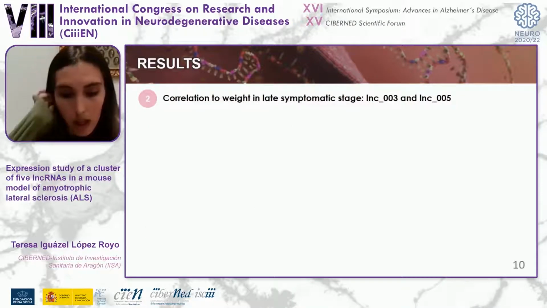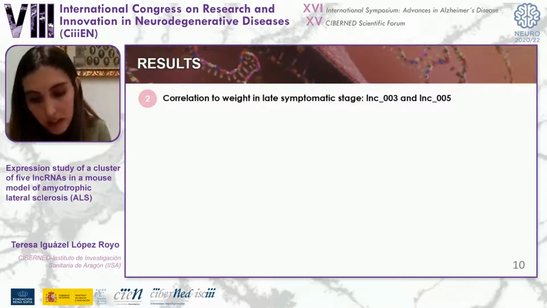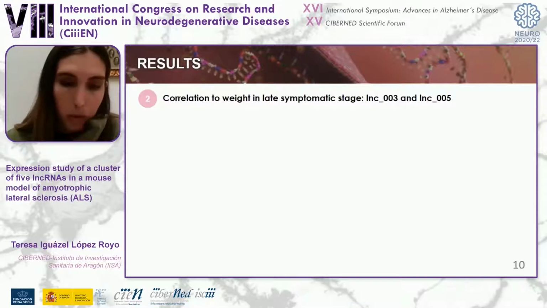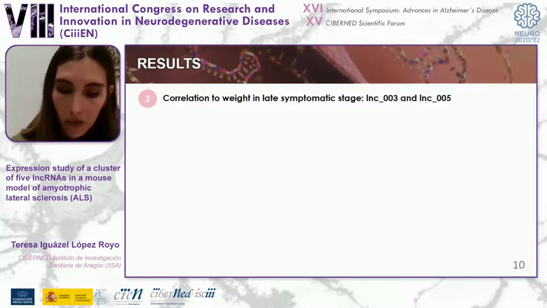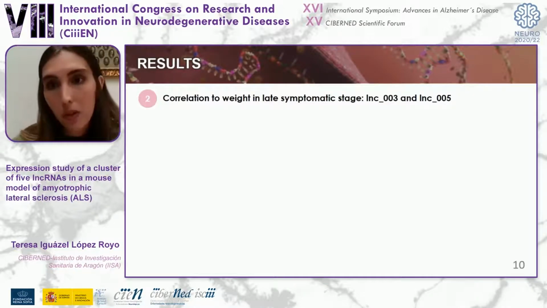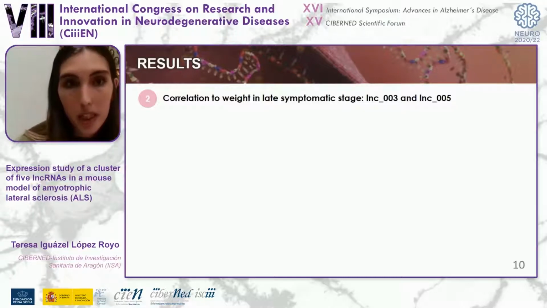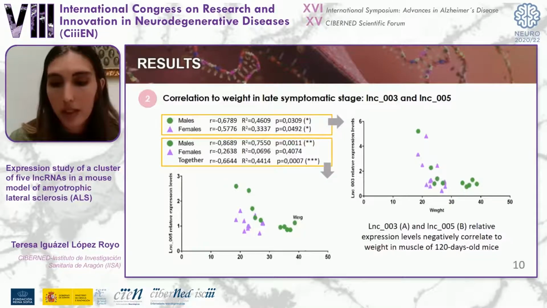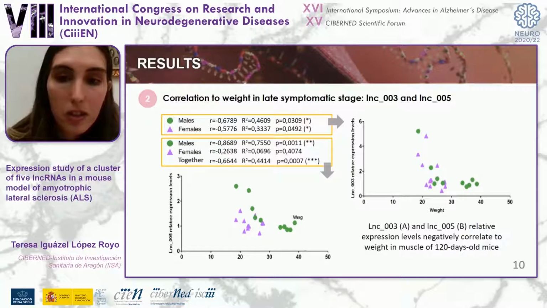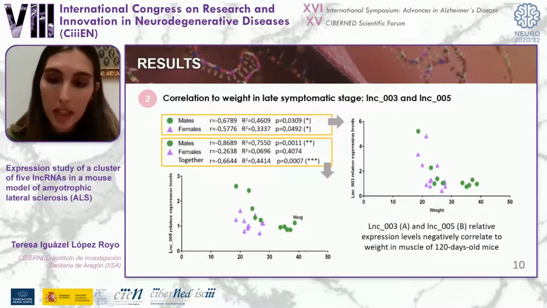We were also interested in testing whether the levels of these lncRNA 3 and 5 could correlate with weight. Why lncRNA 3 and 5? Because lncRNA 3 has shown a large variety of expression between individuals, and lncRNA 5 was misregulated at the latest stage. That is when we weighed the animals. So indeed, we found that in both cases, there was a correlation of weight with expression levels in muscle. This result is remarkable because weight is associated to life expectancy in this disease.